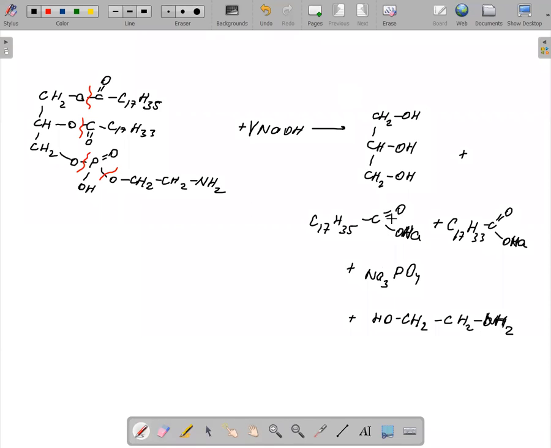I hope you will be able to write the reaction of hydrogenation and bromination yourself. It's just the addition of hydrogen to the double bond. Instead of C17H33, the reaction of hydrogenation will produce saturated acid, C17H35. In case of bromination, there will be addition of bromine to the double bond.